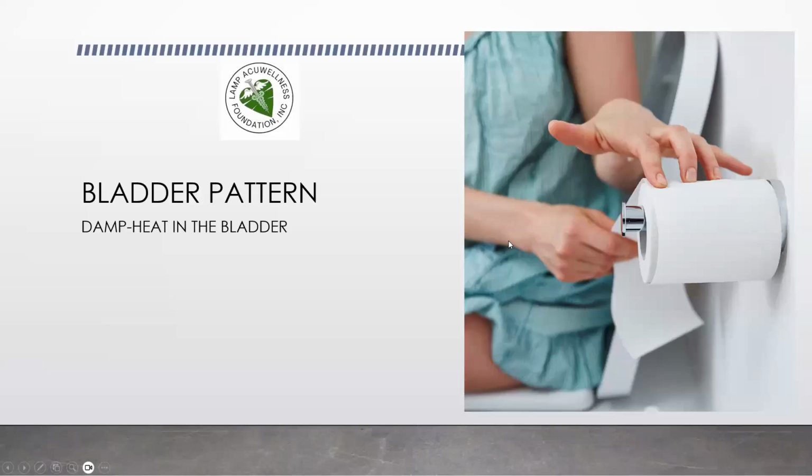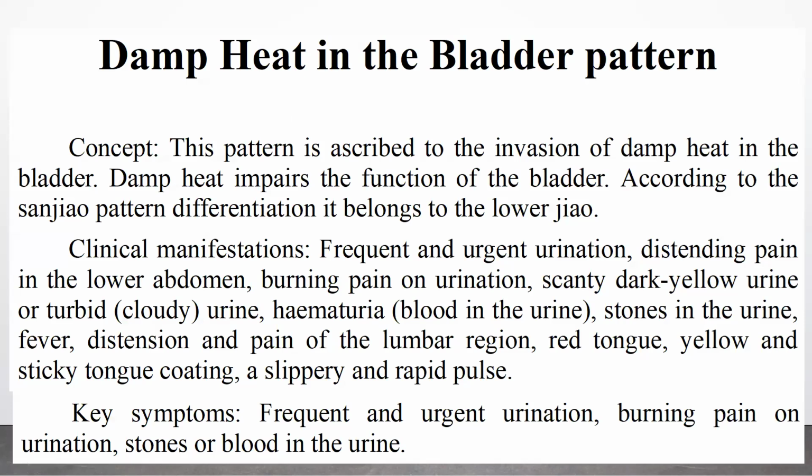Let's discuss the bladder pattern, damp heat in the bladder. Concept: this pattern is ascribed to invasion of damp heat in the bladder. Damp heat impairs the function of the bladder. According to the Sanjiao pattern differentiation, it belongs to the lower jiao.